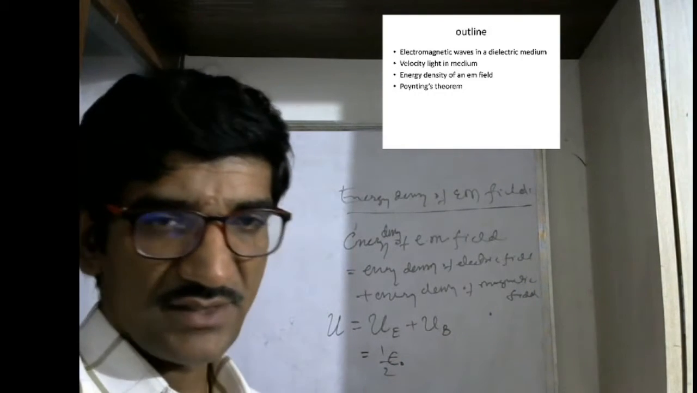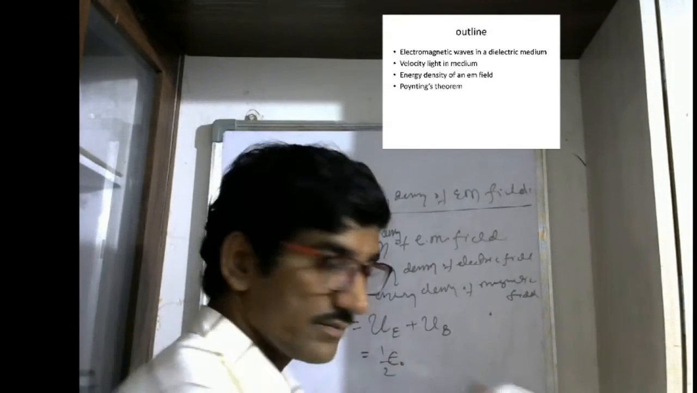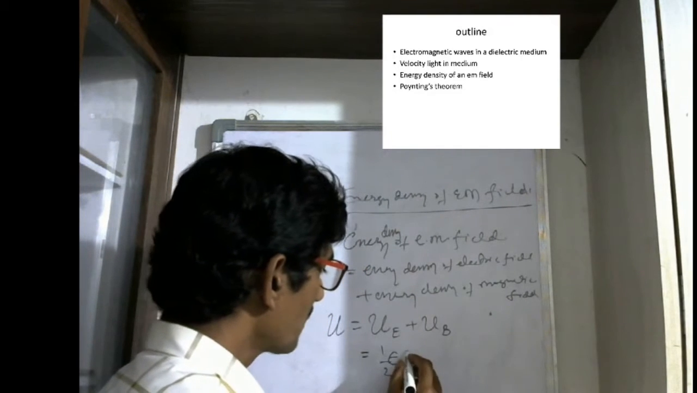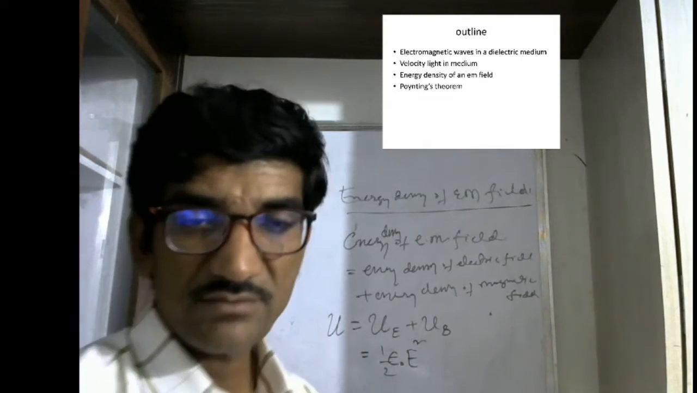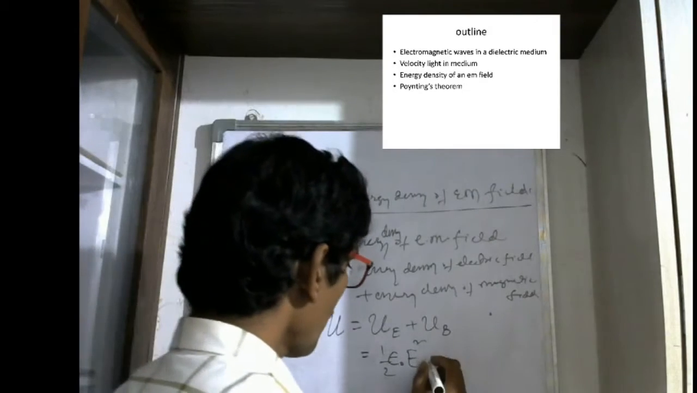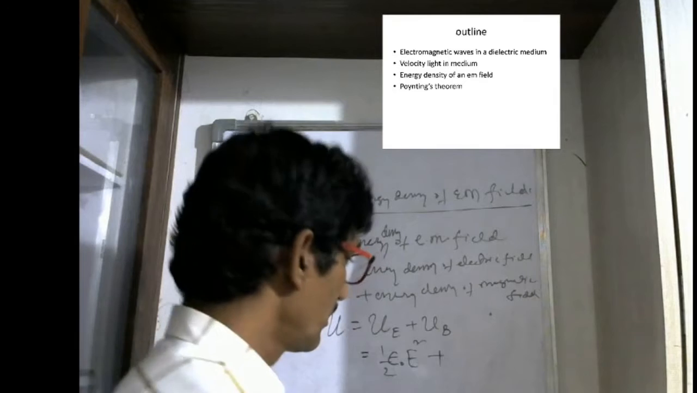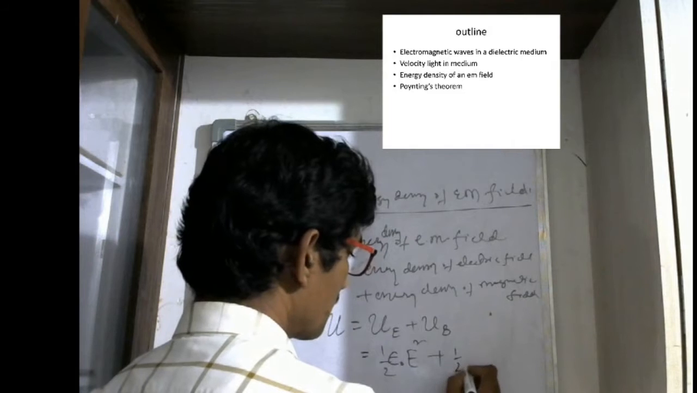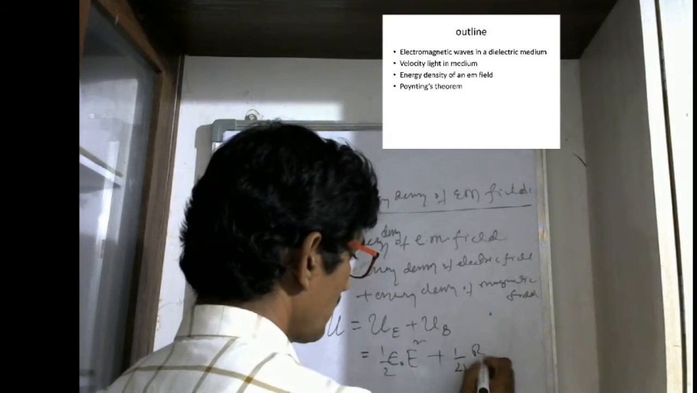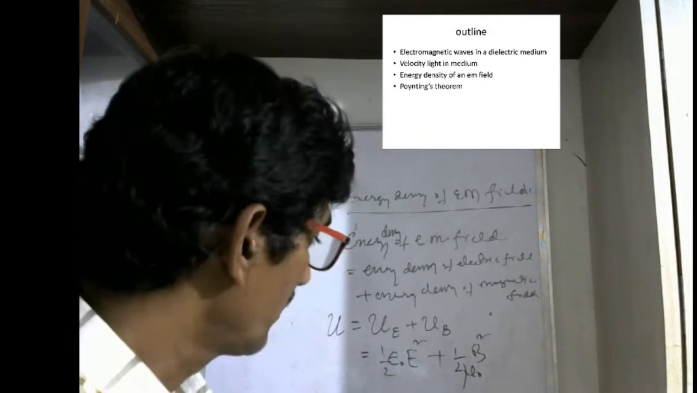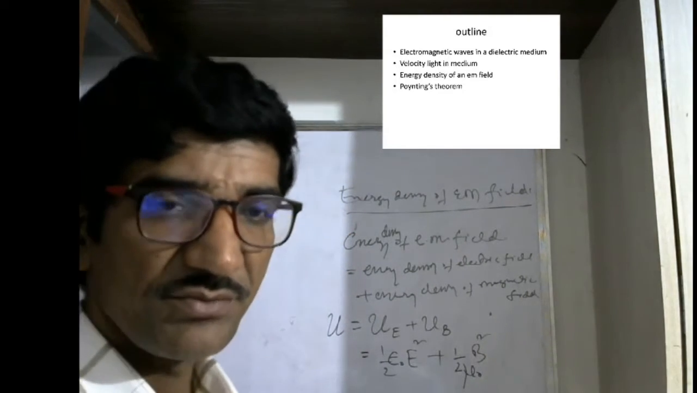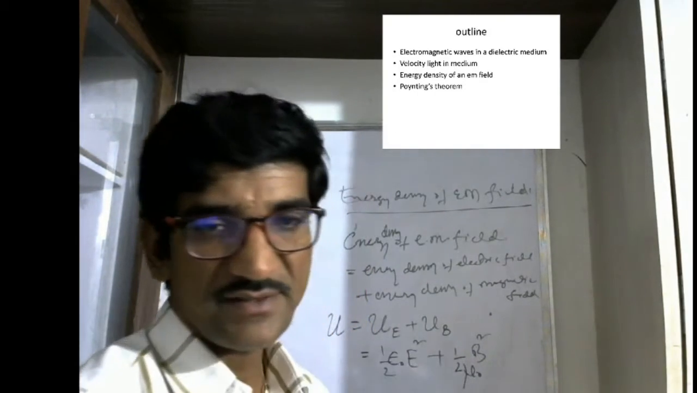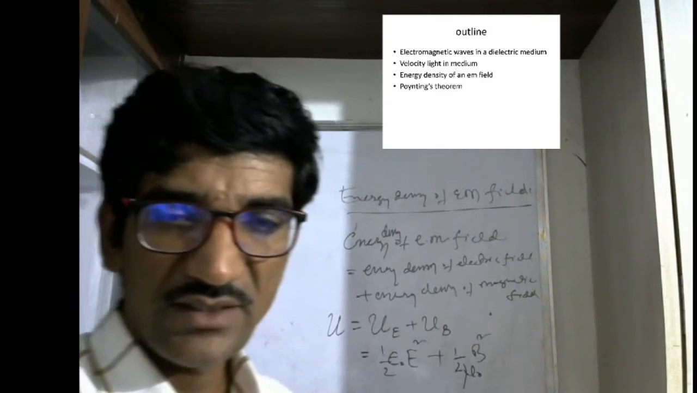Let us take this for free space only, the vacuum. Half epsilon naught E square plus 1 by 2 mu naught B square. You know this; we derived these equations in the respective units. Now if you want to write in exactly the same form, here you have to replace B with mu.